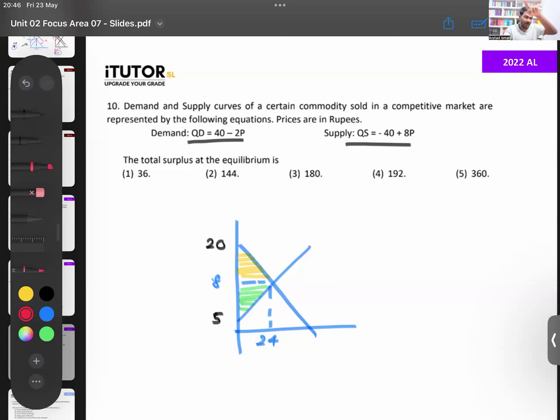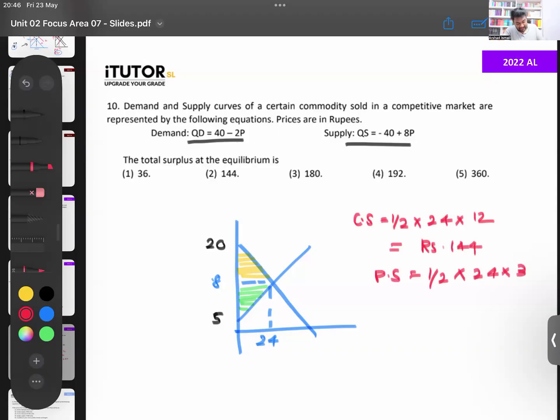So if you want, you can find the entire triangle here because it's MCQ, but don't do that for essay question. So consumer surplus is half into base into height, which is 20 minus 8, that is 12. How much is that? 144. Producer surplus is half into base 24, height is 8 minus 5, that is 3. That is how much? 36. Then 144 plus 36, your total economic surplus is 180. Answer number 3.